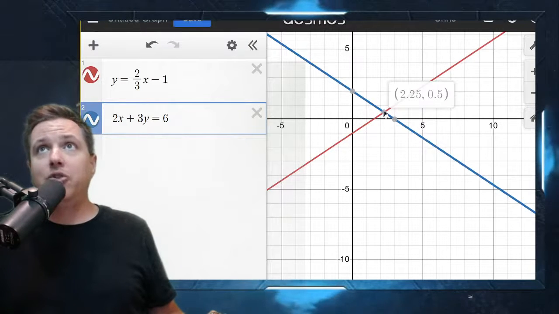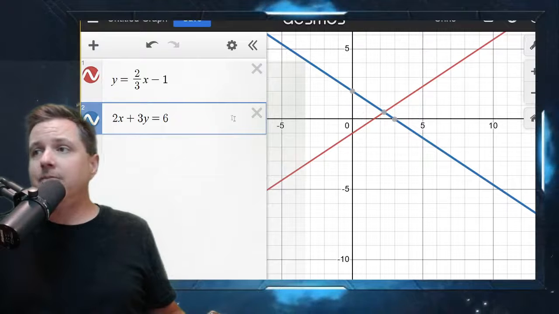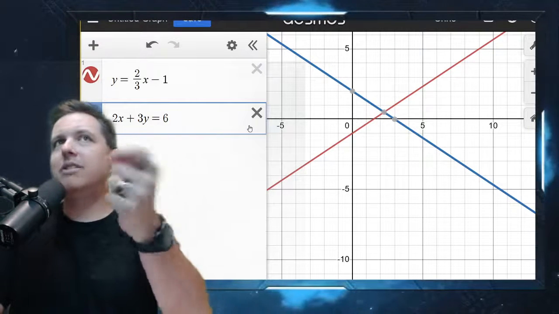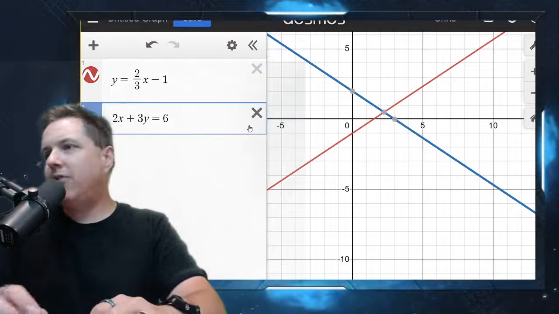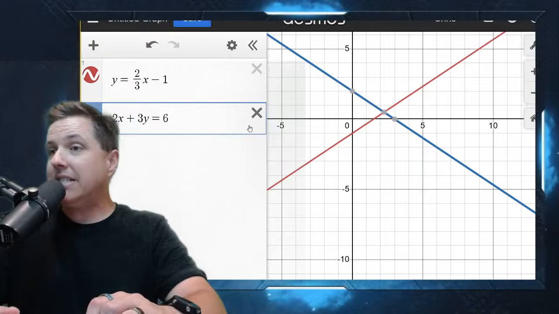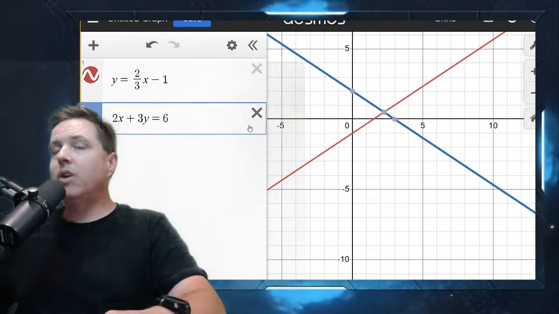So if we take 2.25 for x and 0.5 for y and we plug them in, they'll work in both of these equations. Okay, so that's all we're doing from a conceptual standpoint with systems of equations, is you're just satisfying both at the same time. Some of you may have heard this called simultaneous equations. It just means the same thing but with a different name.